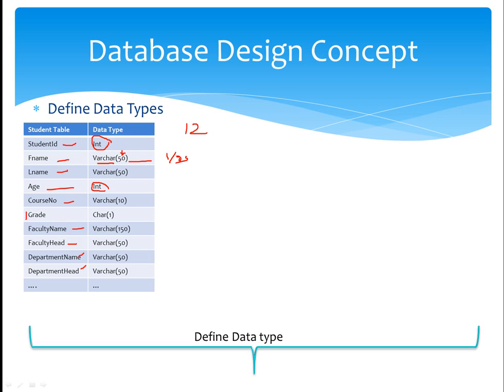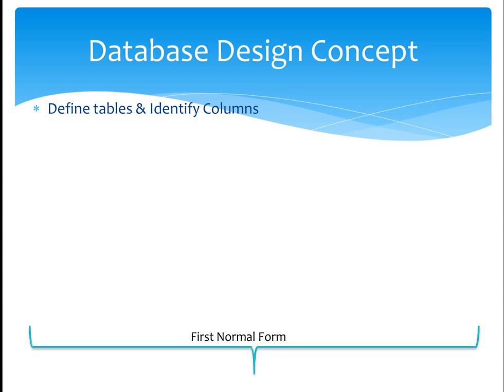And when we come to grade, grade can be A, B, C, D, or F. It is one character per record. Because of that, we define it here as char, as an example. If there is sex, as an example, for a student, sex can be char 1. So that is defining a data type.